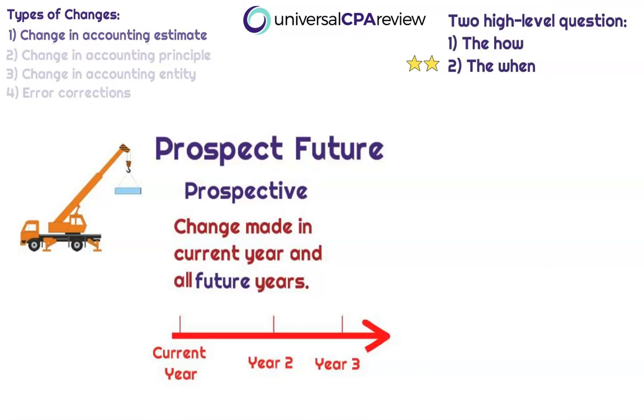Right, so we're thinking about the word prospective, and we think about prospect in Prospect Future. We're going to be making the change this year and all future years. We're never going to be going backwards, all right? Never looking at prior years. So when you're thinking Prospect Future, you're thinking prospectively, this year and future years.